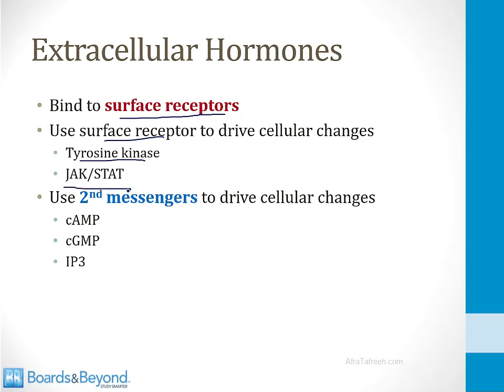Others of the extracellular hormones increase the level of a substance inside the cell. This is called a second messenger. And when that level goes up, it drives changes in gene expression. And the second messengers that are important to know are cyclic AMP, cyclic GMP, and IP3. And we'll talk about all of these in the next few slides.